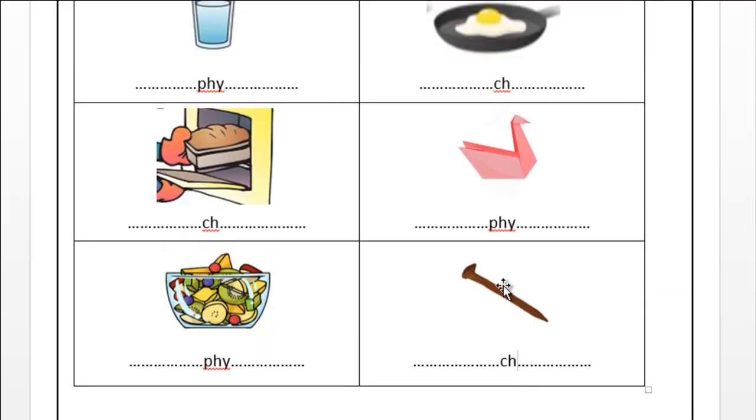So remember that mixture, solution, folding paper, cutting paper, or breaking something or cutting something, these are examples of physical change. But cooking, baking, rusting, and rotting are examples of chemical change.